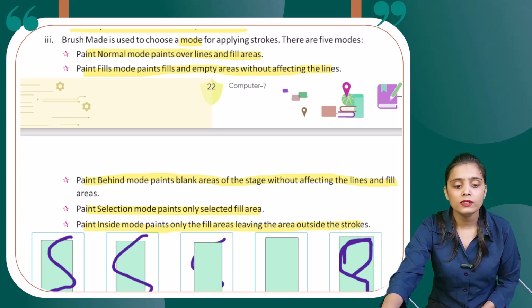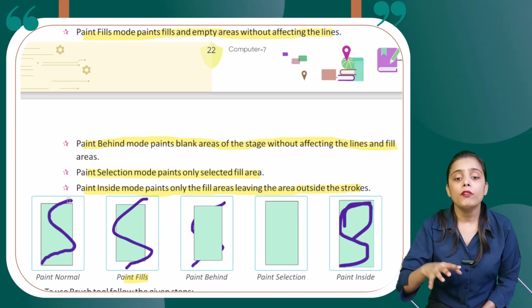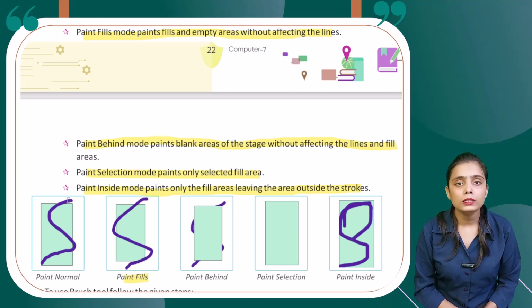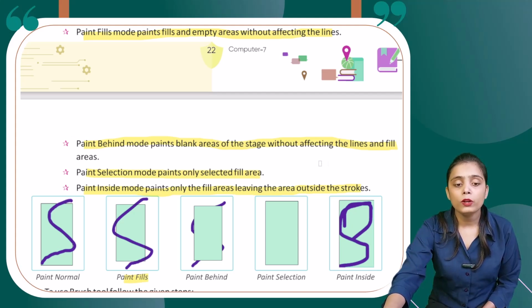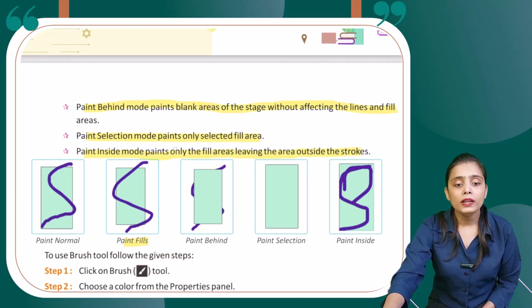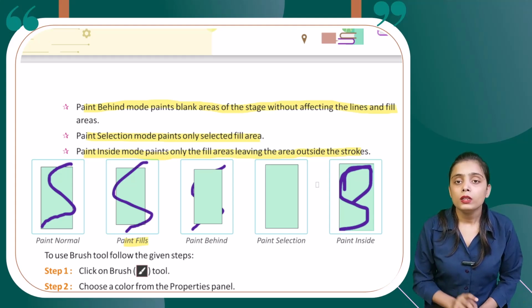Okay, here you can see this is paint fills, and after that, what does paint behind mode do? Paints blank areas of the stage without affecting the lines and fill areas. So basically, it paints the blank area in your work area, and it has no effect on your lines and fill areas. Paint selection mode paints only the selected area, and paint inside mode paints only the fill area, not the empty area outside in the working area. This mode is not going to use it.